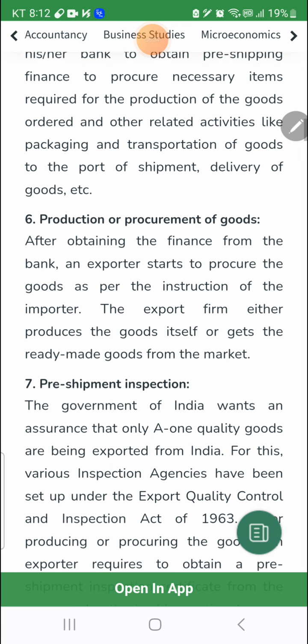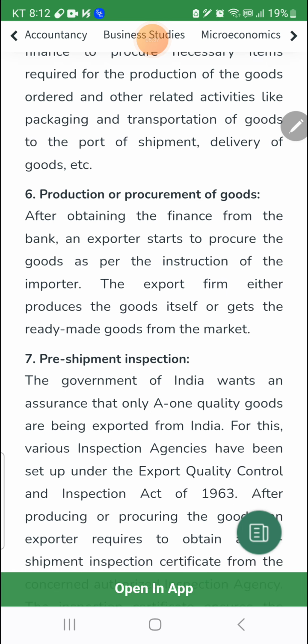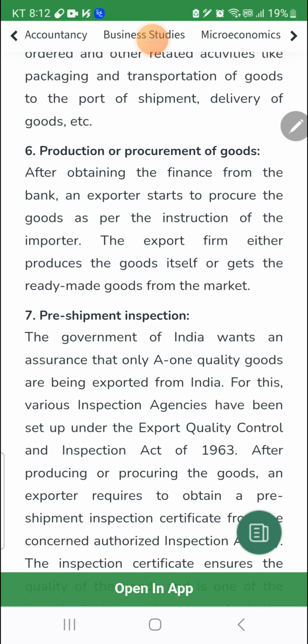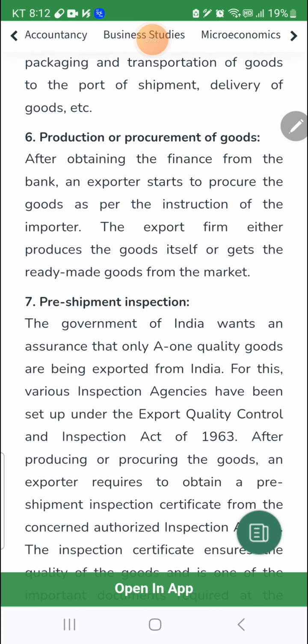6. Production or procurement of goods. After obtaining the finance from the bank, an exporter starts to procure the goods as per the instruction of the importer. That's another good term that you encounter a lot on documents, as per the instruction of the importer. The export firm either produces the goods itself or gets the ready-made goods from the market.